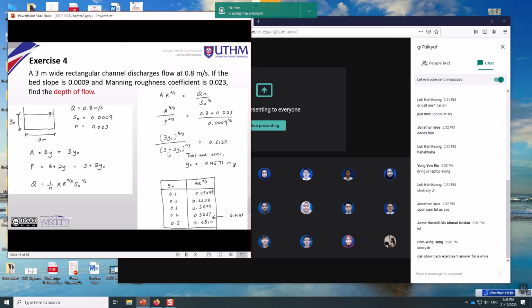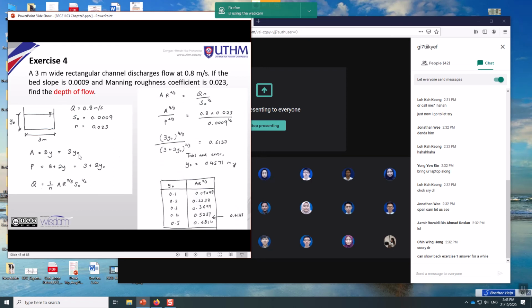Now, exercise 4 is actually involved. Early in the class, I told you I could actually ask you to find the depth of flow as well. Now, for the depth, this exercise 4 here involves a question where you need to find the depth of flow. Okay, let's look at it step by step. It involves a rectangular channel, so it's a simple section. Q is given, S naught is given, N is given. Now, you need to solve for your A and P. So B is given, the width of your channel is given. So you don't know your depth of flow.